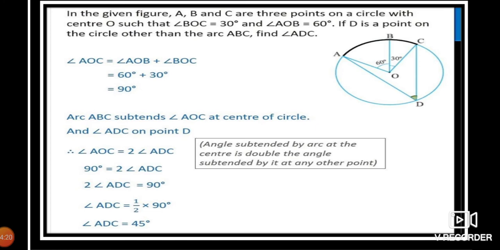degrees. So arc ABC subtends angle AOC at the center of the circle and angle ADC at point D. Therefore angle AOC equals 2 angle ADC. So 90 degrees, that is what is given here. Next, write it as it is, angle ADC: you can write LHS to RHS and RHS to LHS. Then angle ADC equals 1/2 into 90 degrees. So angle ADC equals 45 degrees.